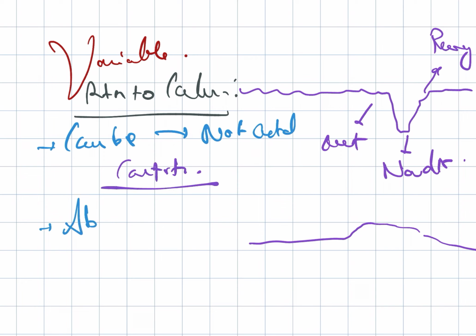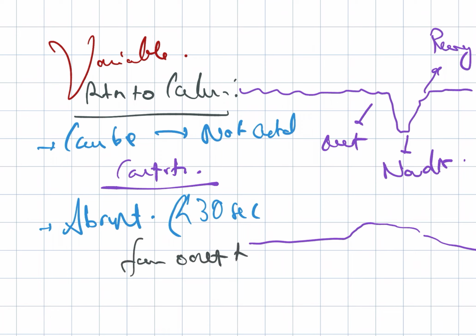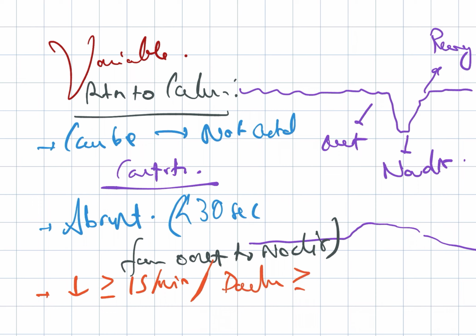Another point to note is it is abrupt. The previous two conditions, it was gradual. Abrupt in the sense it is less than 30 seconds from onset to the nadir. Next, there is also a decrease that is greater than 15 per minute, and the duration, if you see, is greater than or equal to 15 seconds, but less than 2 minutes.